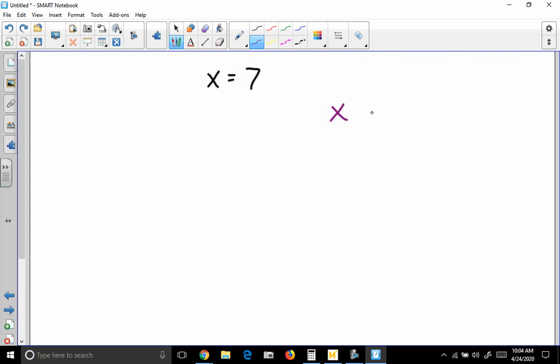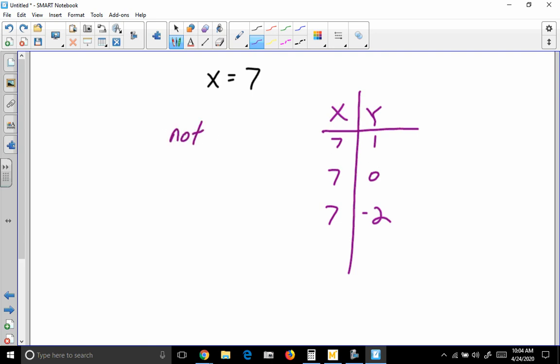But this one, it looks almost the same, but this says x is always 7. y can be any number as long as x is 7. So in that case, we have more than one y going to the same x. So that makes it not a function.